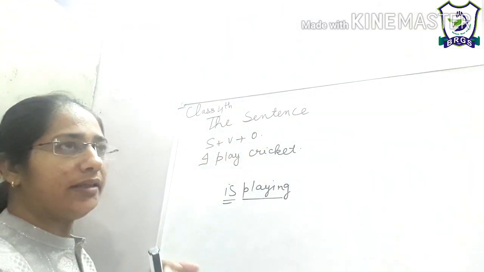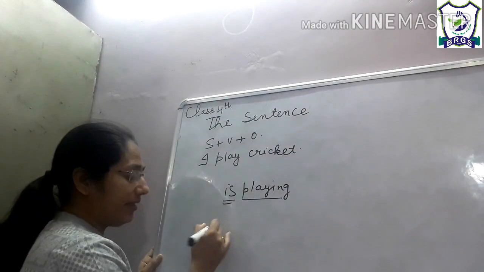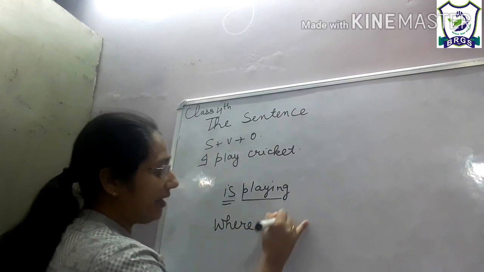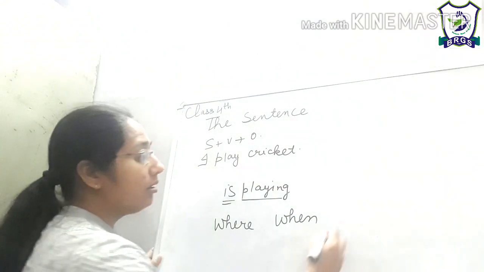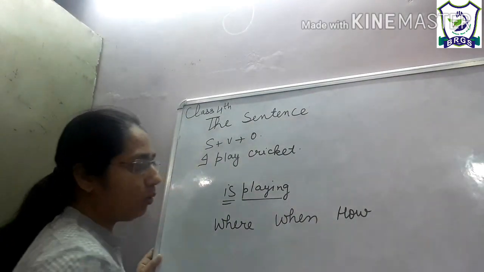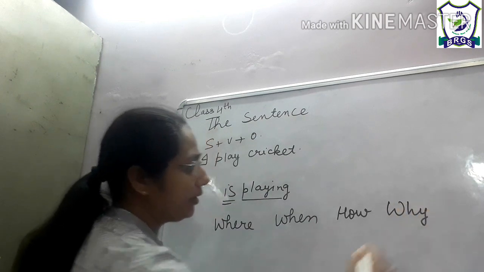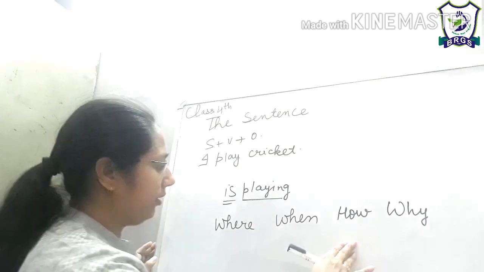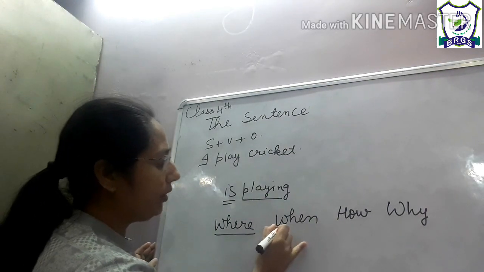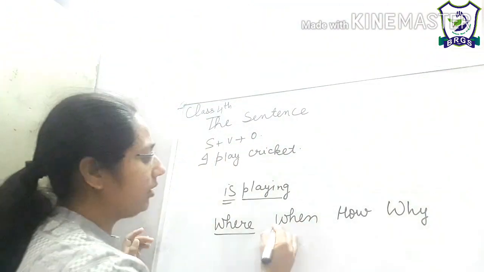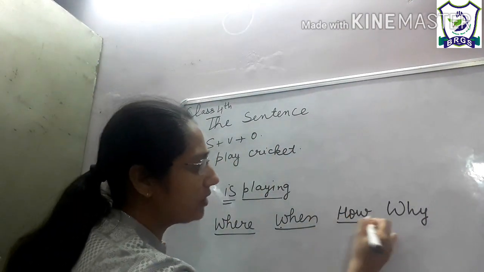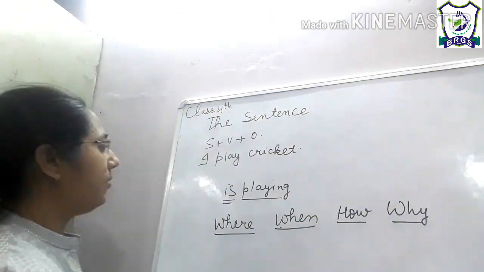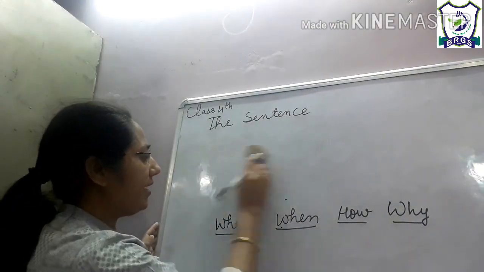Then sometimes in a sentence, place is given where the action happened, time is given when, manner of action is given how, reason of action is given why. So if other kinds of words are also given, then this will be the order. First the where word, the place word, will be added after this basic structure. Then when words will be added, then how words, and then why words. Okay. Now let us understand by solving some examples.